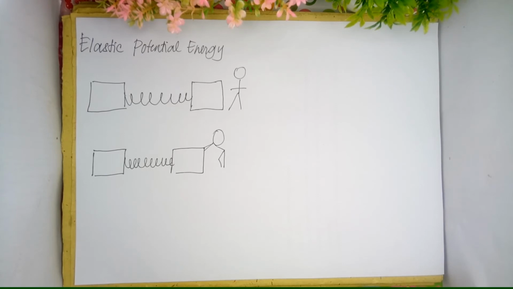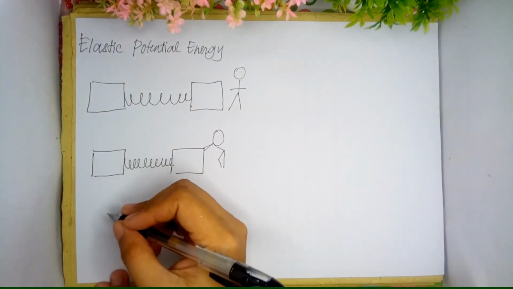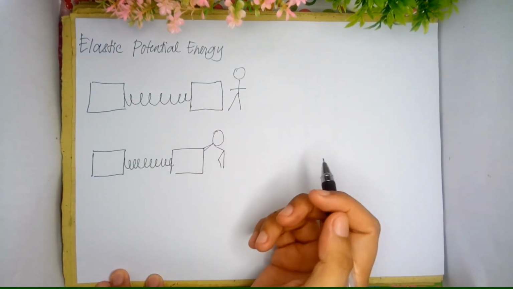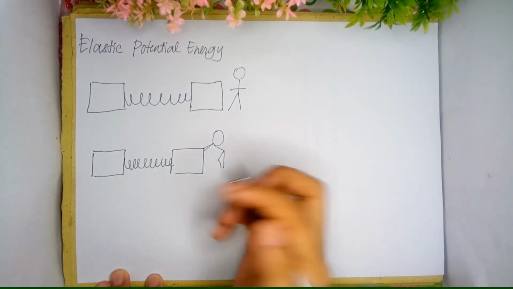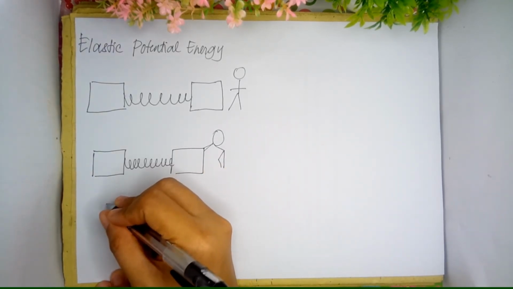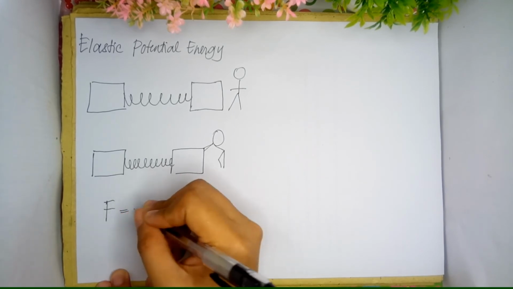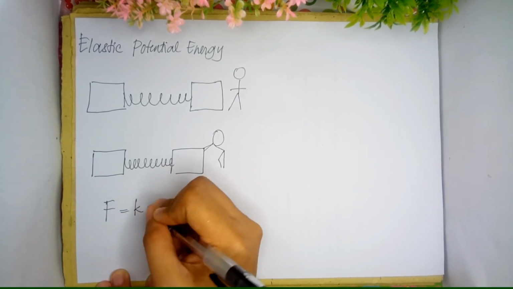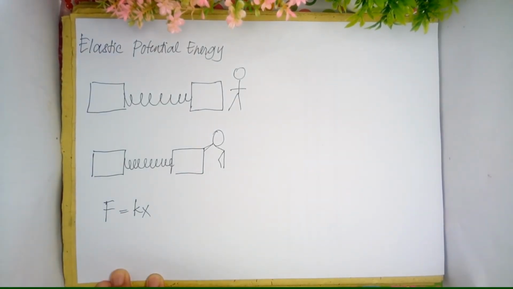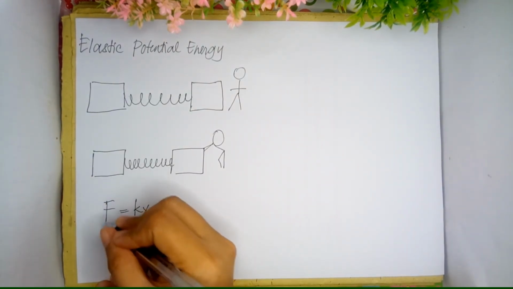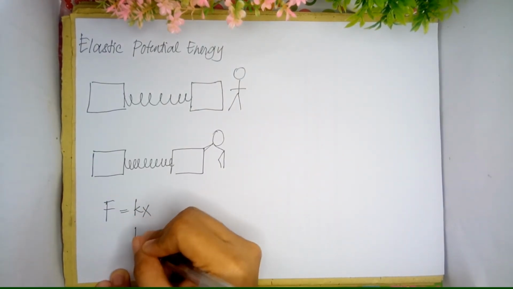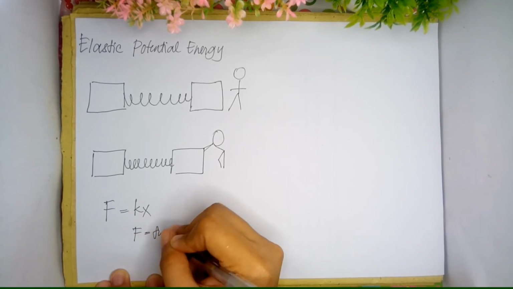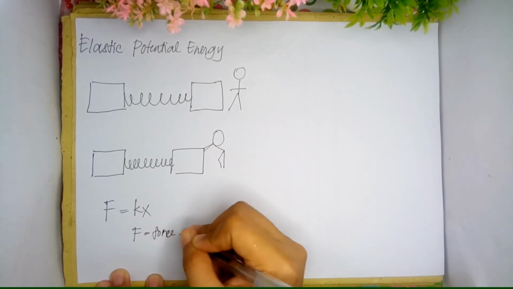So, para makuha natin yung elastic potential energy, we're going to use Hooke's law. Okay? Yung Hooke's law, yun nga yung about sa ating spring na material. So, it has the formula F is equal to kx. Okay? So, ano yung K? Yung F, syempre, yan yung force applied.